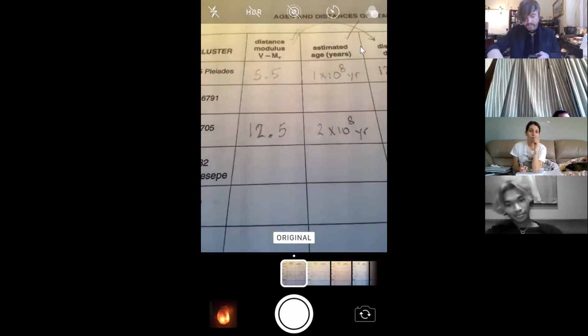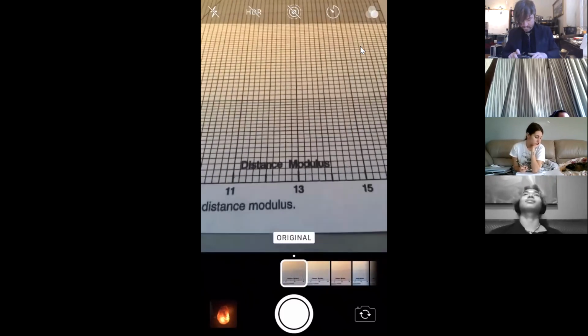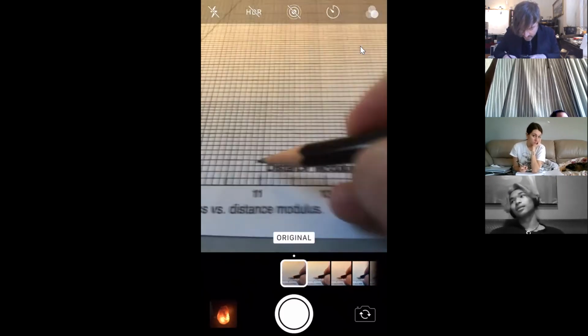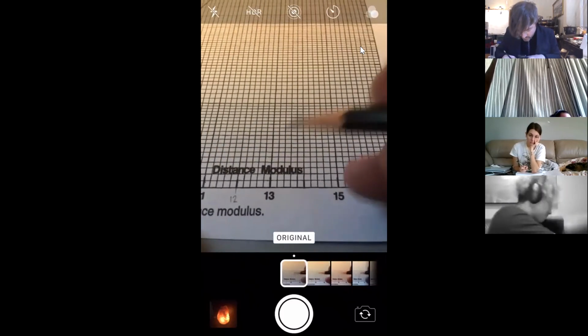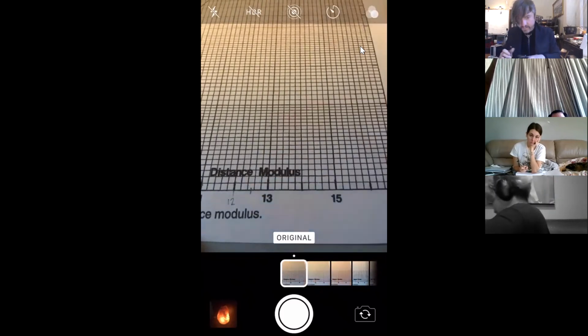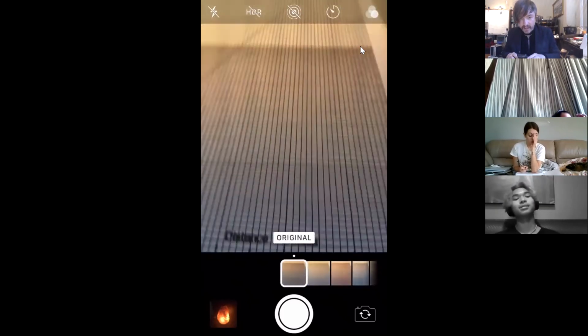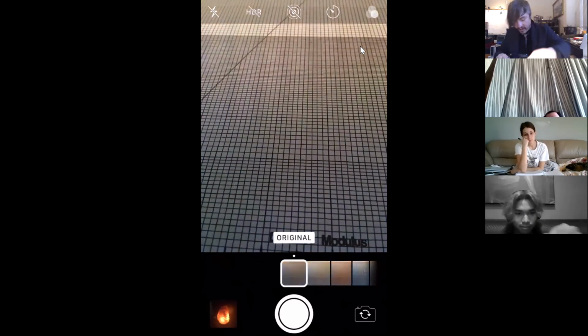This distance modulus is 12.5. Let's look it up. This is 11. That's 12. 12.2, 12.4. There's 12.5. Now this is going to be wicked annoying. I've got to go all the way up to that line without drifting. So I'm going to do this very carefully.